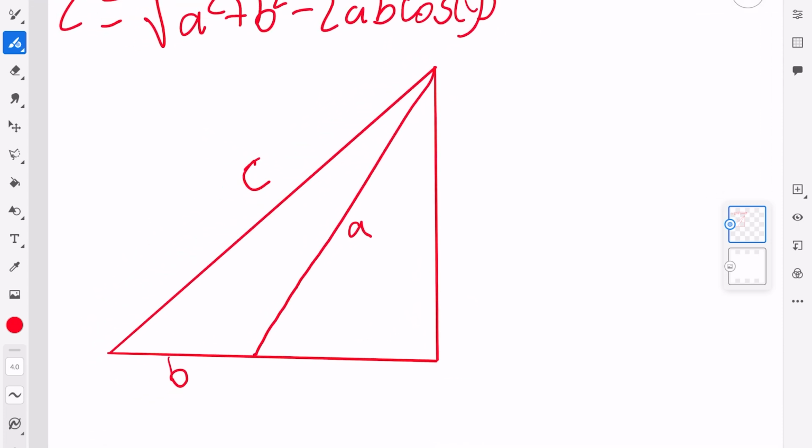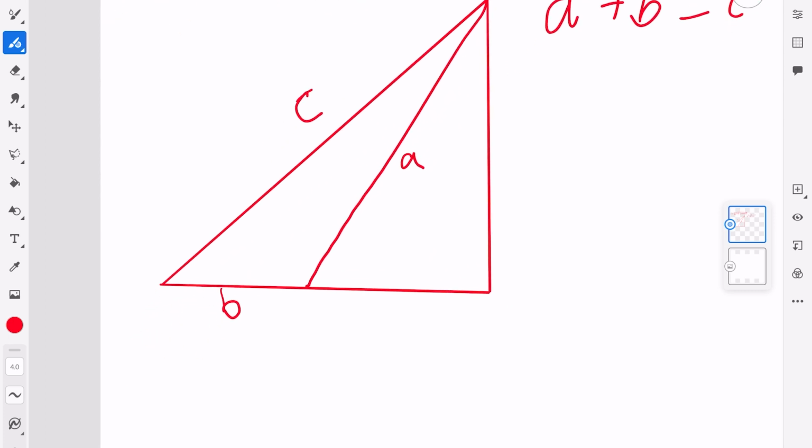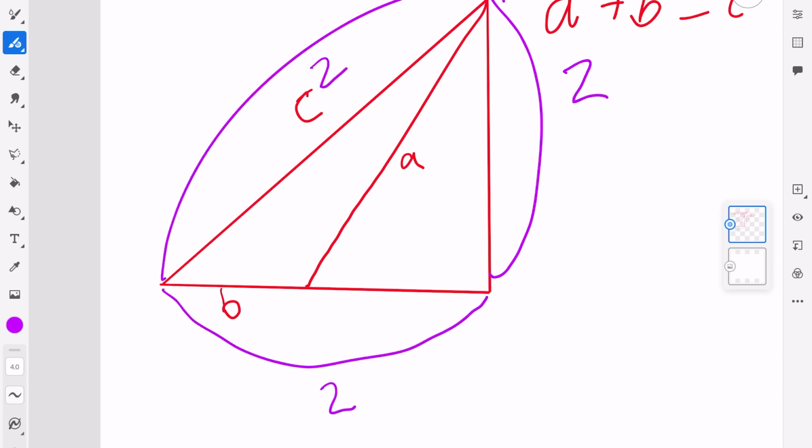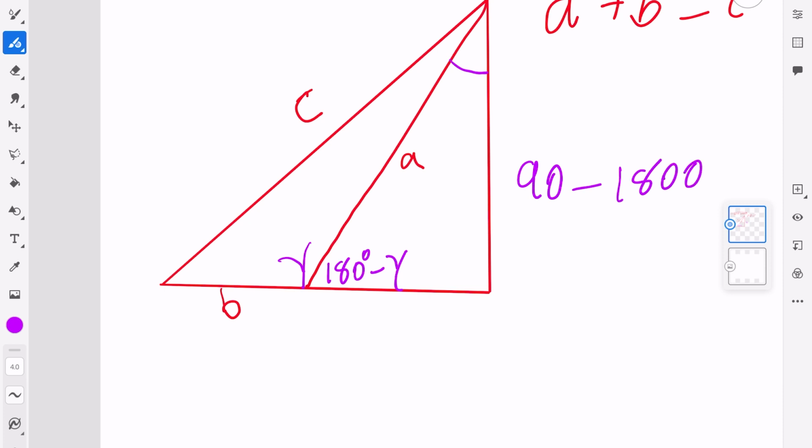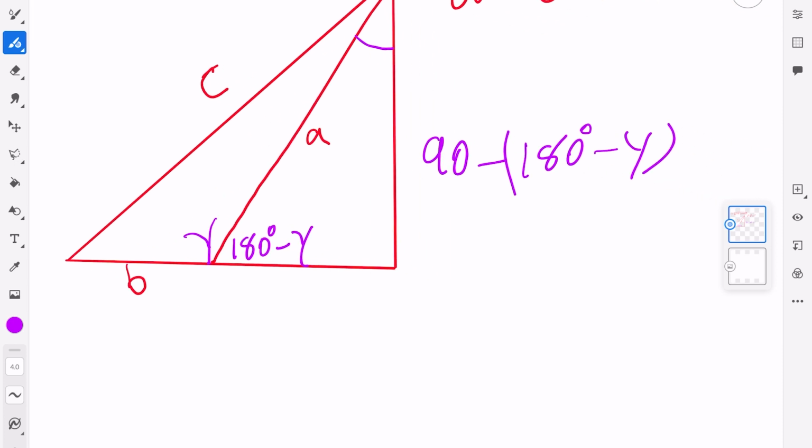Now, if you paid attention to the foreshadowing, we are going to use the Pythagorean theorem, meaning what we want is this side to the power of 2 plus this side to the power of 2, and then we get C squared. So let's get this side, and let's put gamma. Gamma is always the opposite side of C. So gamma is here. So this is 180 degrees minus gamma. And this one is 90 minus 180. Oh, I don't know what I'm doing. 180 minus gamma, and that's in brackets. So this will turn into positive gamma minus 90 degrees.